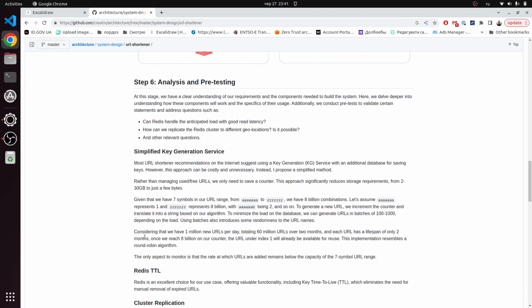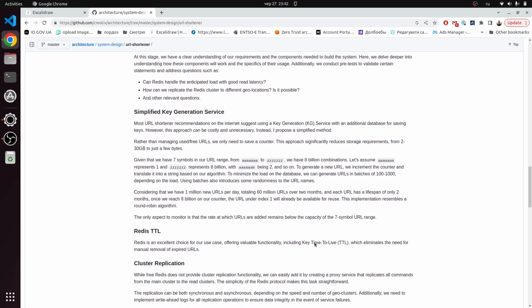As I said, we have a 2 month limitation. That means that, for example, if for one day we have 1 million new URLs, then for 2 months it's like 60 million URLs. That means when our counter comes up to 8 billion URLs, a few million URLs from index 1 and so on will already be free to use.